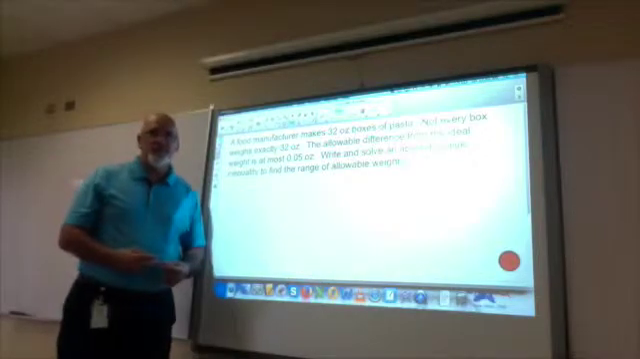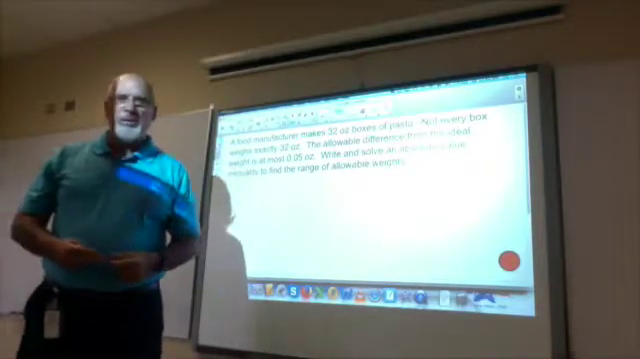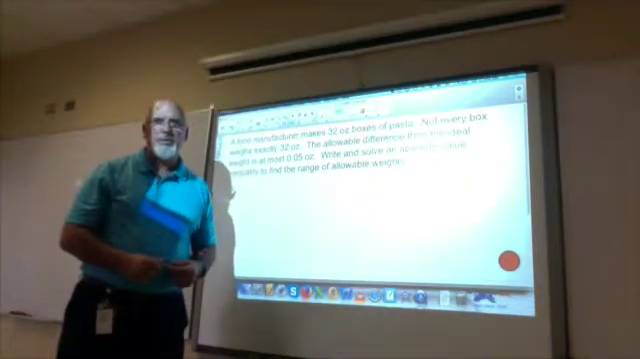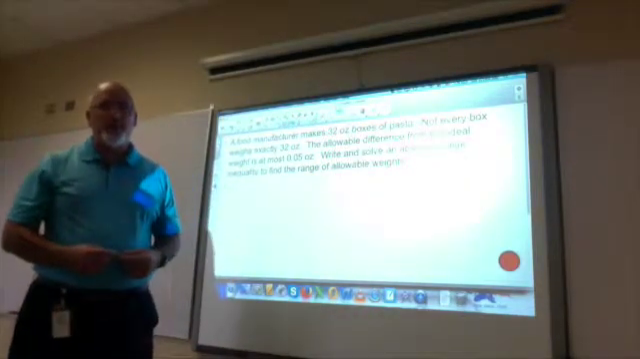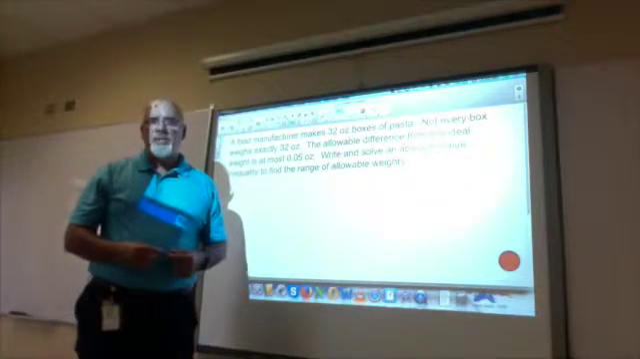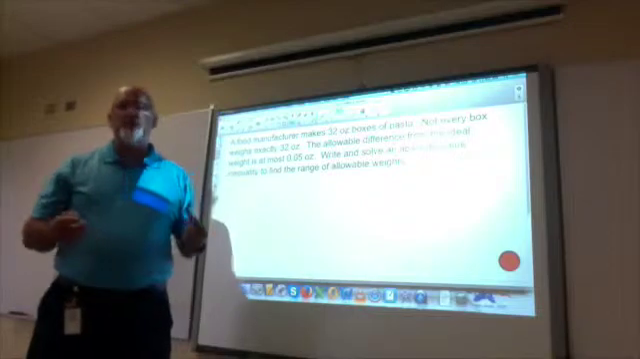A food manufacturer makes 32-ounce boxes of pasta. Not every box weighs exactly 32 ounces. The allowable difference from the ideal weight is at most 0.05 ounces. Write and solve an absolute value inequality to find the range of allowable weights.